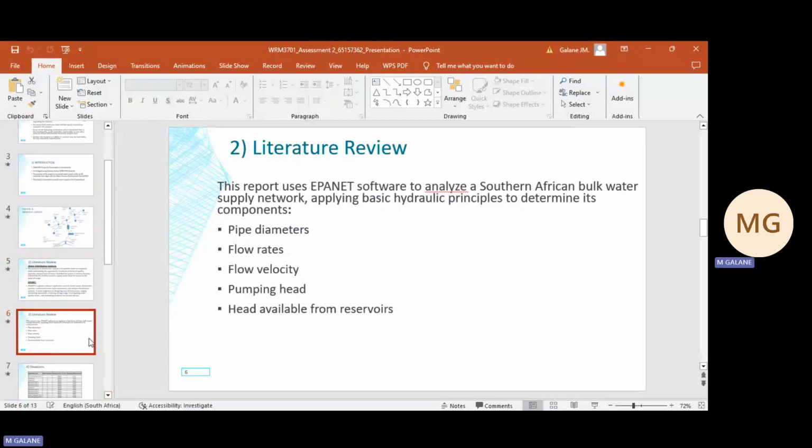In the literature review, this report uses EPANET software to analyze a South African bulk water supply network, applying basic hydraulic principles to determine its components such as pipe diameters, flow rate, flow velocity, pumping head, and head available from the reservoir.